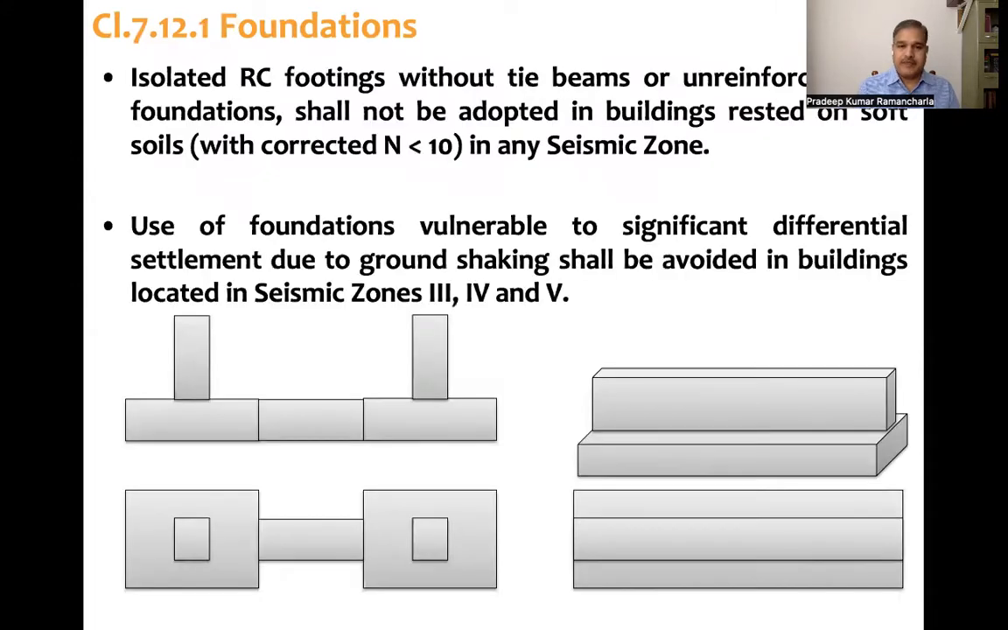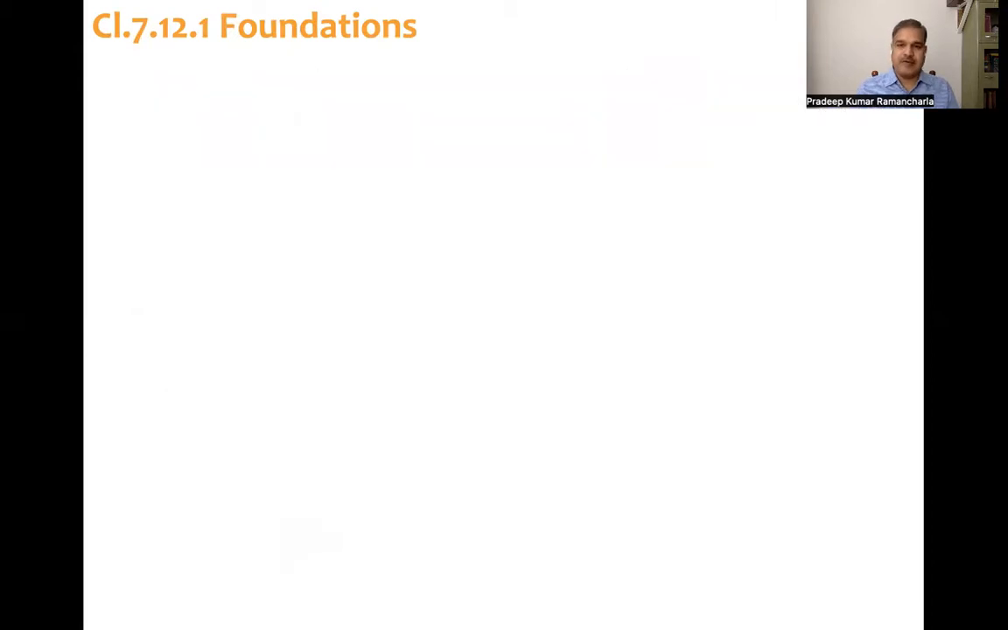Then the next: the use of foundations vulnerable to significant differential settlement due to ground shaking shall be avoided in buildings located in seismic zones 3, 4, and 5. So here, what the code says is differential settlement should be avoided in the building. Any type of foundation where there is a possibility of differential settlement is not encouraged.